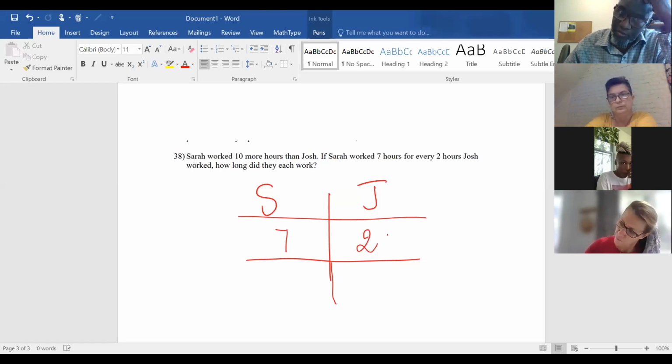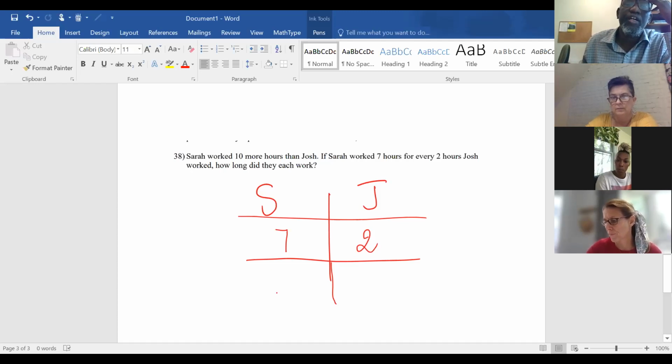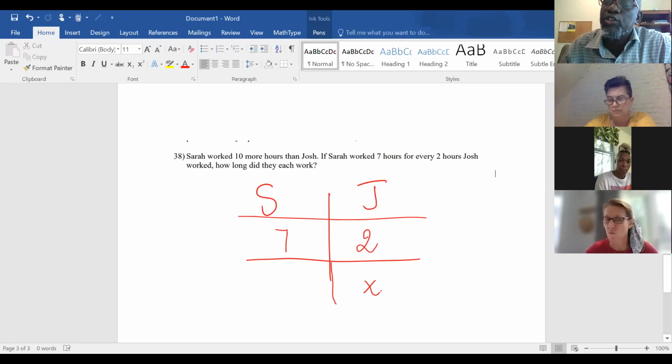Okay, now, can somebody tell me what they wrote in the second row? For Sarah, I wrote 10 plus X. And then for Josh, I wrote X. Thank you. If Josh has worked X hours, you have the choice where to put the X. Because Sarah worked 10 more hours, it's going to be X plus 10. You see? Everybody agree with that?